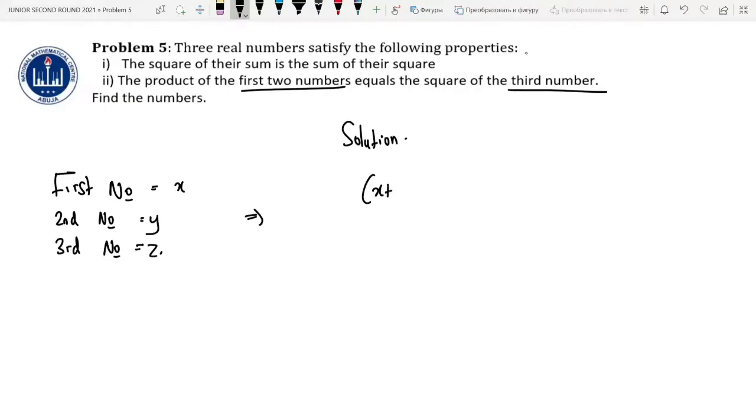So the first property we translate to equation form as this. This is the sum of the numbers, so the square is equal to this. This is equation 1. And the second property will translate to this. Equation 2. We have to try to use these two equations to be able to find out what actual values these numbers take. Yeah, they're simultaneous equations, just that they are not linear and it won't be so straightforward solving.